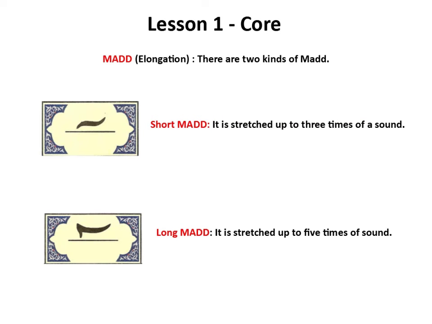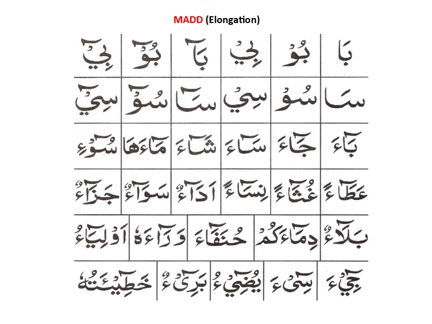In today's class, we will be learning about mad, elongation. A mad usually appears on the top of letters. There are two kinds of mads. A short mad, which is stretched up to 3 times of a sound, and it looks like a wiggly line. And there is a long mad. It is stretched up to 5 times of a sound.